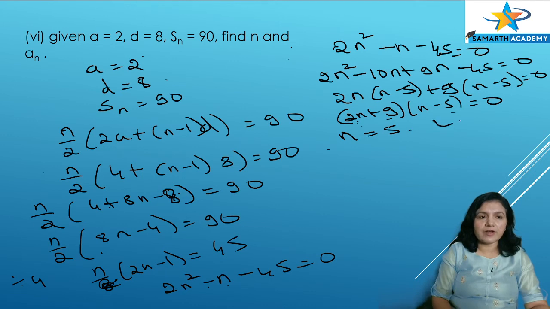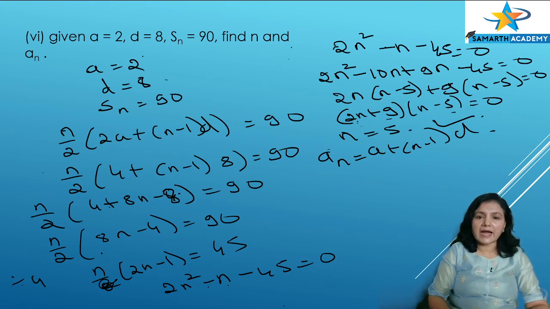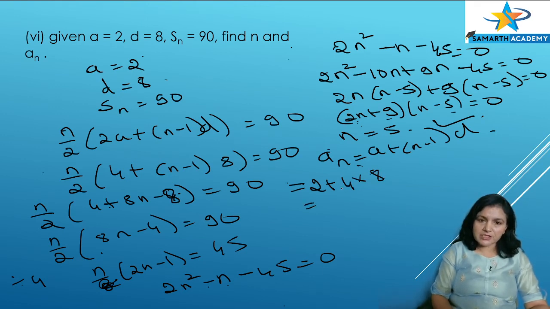So we got the value of n, now we'll find the value of an. An is a plus n minus 1 into d. So n is 5, so a plus 4d. Put the value of a as 2 and d as 8. So what is it? 2 plus 5 minus 1 is 4 into 8. Using the BODMAS rule, first we need to do the multiplication. 4 8s are 32 plus 2 is 34. 34 is the answer. That is the nth term.